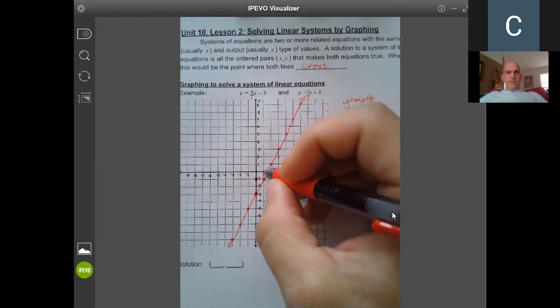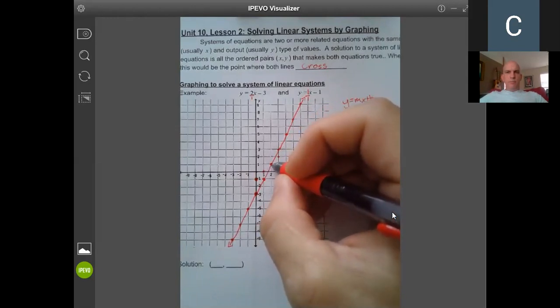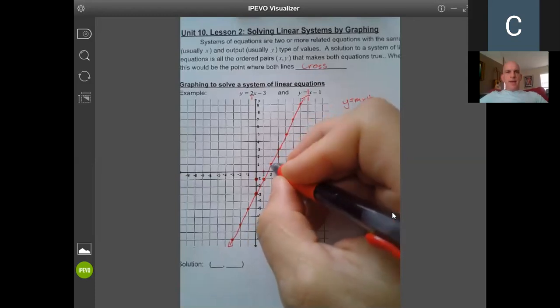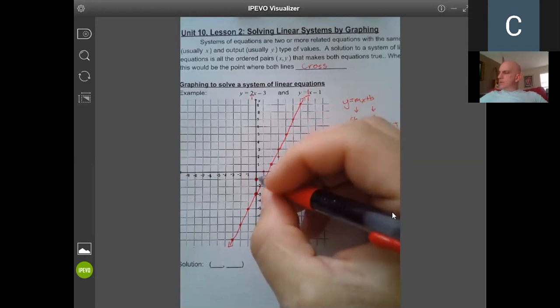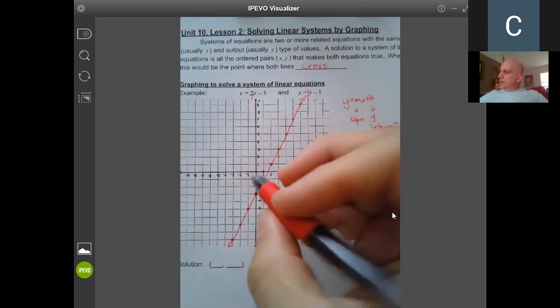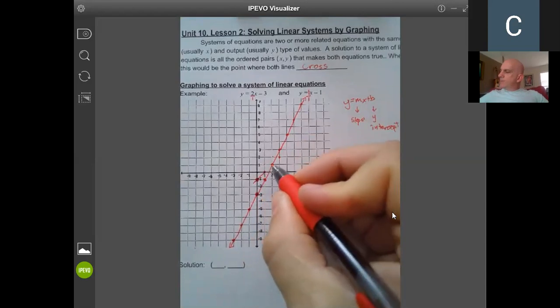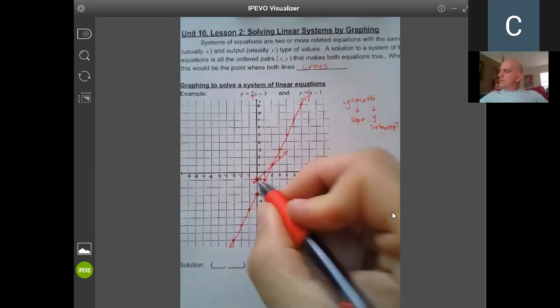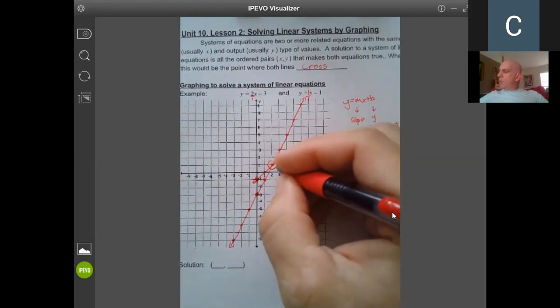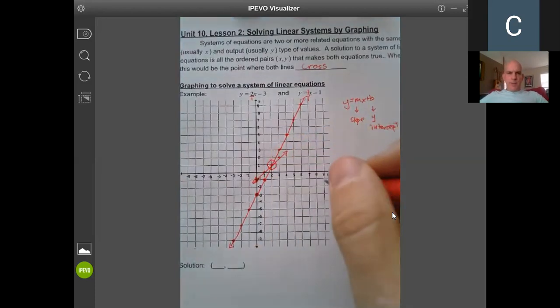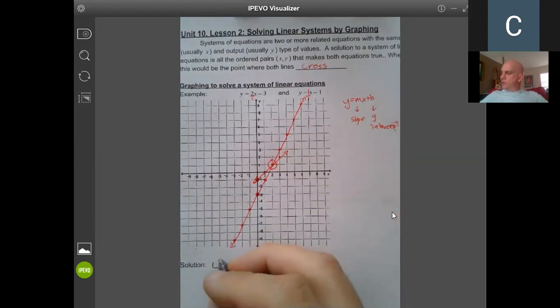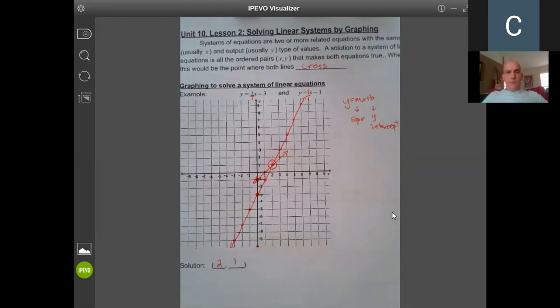And the reason I'm going to stop there is I just put another point on that line, right? I went up 1 over 1, up 1 over 1. That is going to be my point where they cross. So I can just go ahead and sketch this line a little. It doesn't have to go all the way across like the first one because I found where it crosses, okay? And where it crosses is that point right there, okay? So where it crosses is at 2 for x, 1 for y. So that's going to be my solution, 2, 1, okay?